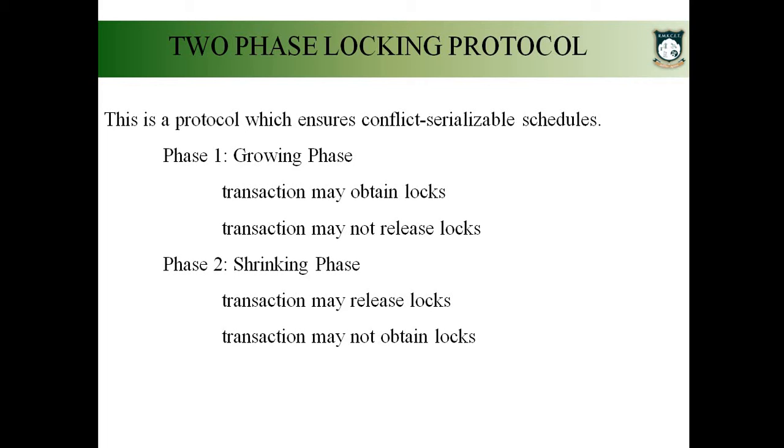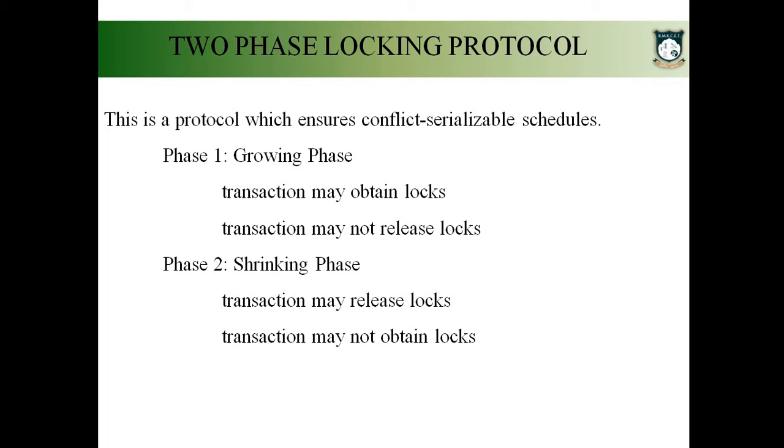Based upon the type of operation it is going to do with the data item, it can lock the data item in the appropriate mode. So in the growing phase, the locks can be obtained, and after performing its operation, it goes into the shrinking phase. In the shrinking phase, the transaction can release the locks it has obtained earlier. So in the growing phase it can obtain the locks, and in the shrinking phase it can release the locks.